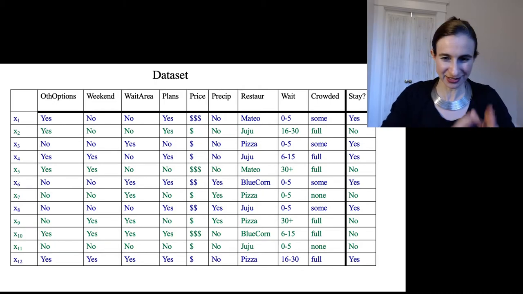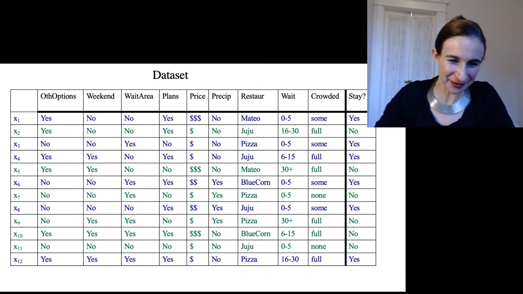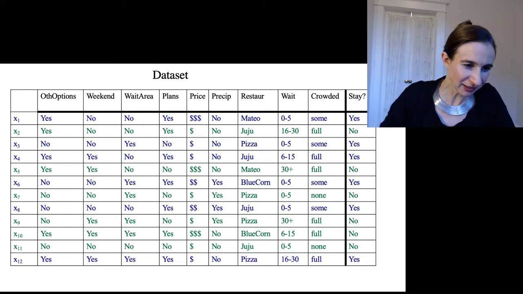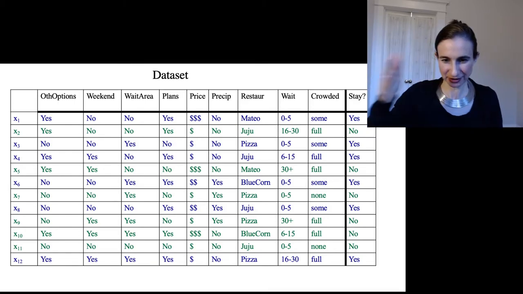Here is our data set. That's the whole data set. The label is whether or not the customer will stay and wait for the table. And so those are marked in kind of blue and green. And then here are all the observations, and then the features are on the columns, obviously.